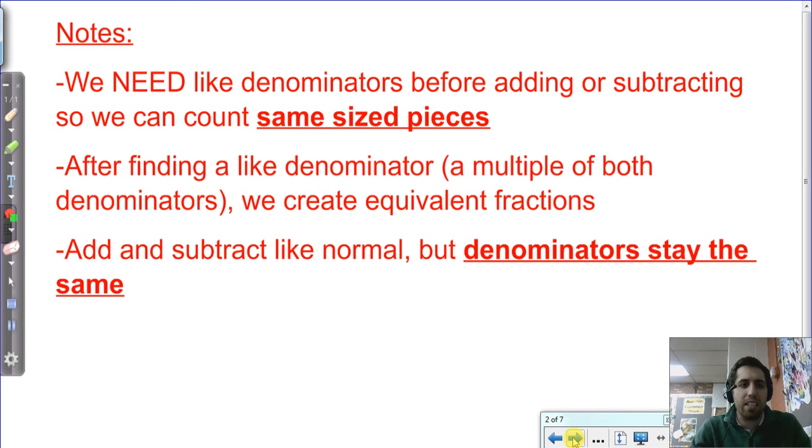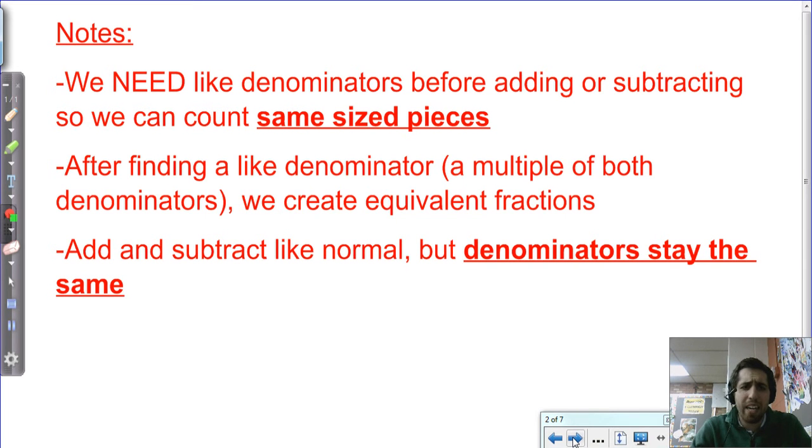I'm going to explain that in a second. The second part is that after finding a like denominator, which is a multiple of both denominators, we create equivalent fractions. So really the first step, if you're adding fractions with unlike denominators, is to create equivalent fractions. You're making a similar addition expression with different equivalent fractions, using different numbers so that they have like denominators.